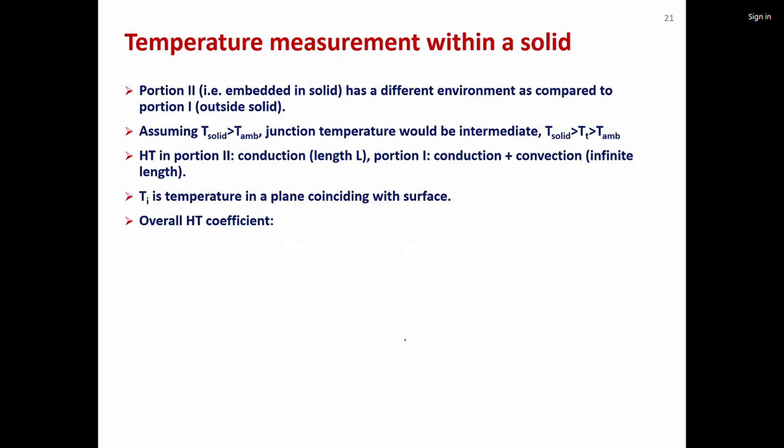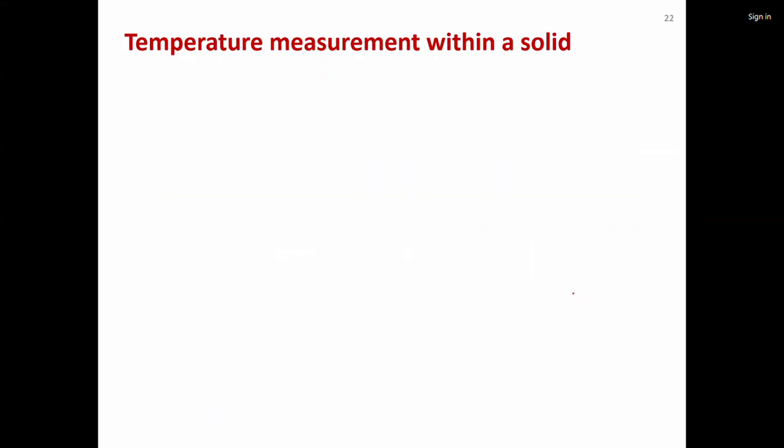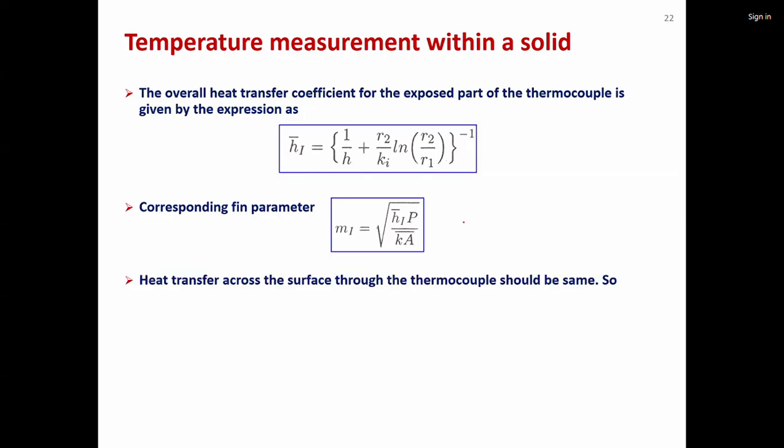Now, if you go to region 1, that is exposed to the ambient, this one is just similar to the previous case: 1 over h plus R2 over Ki ln R2 over R1, whole to the power minus 1. And you can find the corresponding fin parameter for region 1 to be the square root of P times H1 over K A bar.